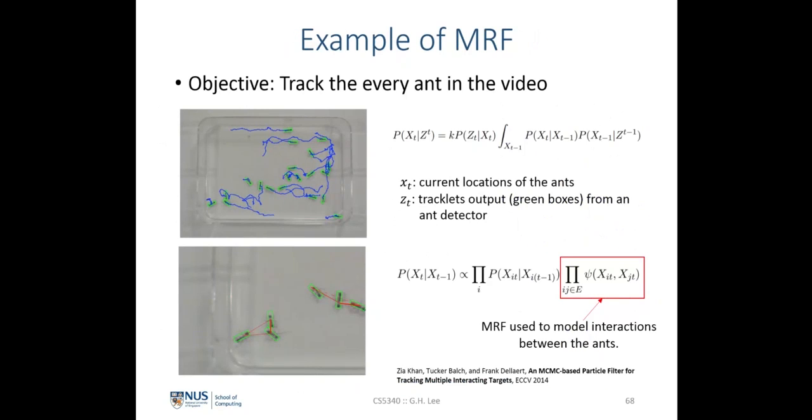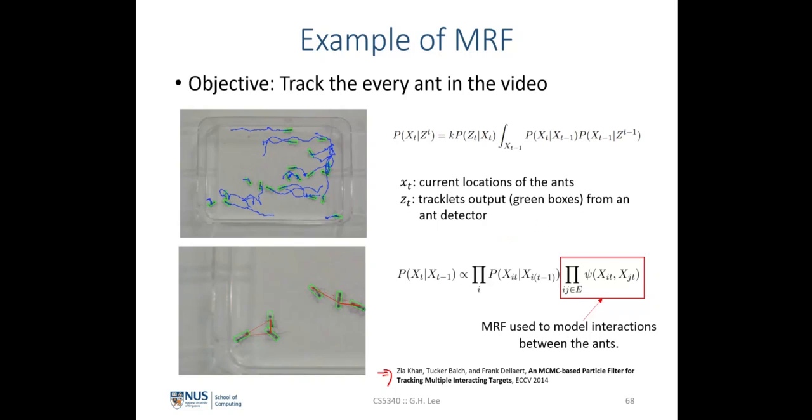Here's an example of the use of a Markov random field where we have a video of ants moving in the scene, and we want to track every ant in the scene. I'm not going into the detail. If you are interested, you should read this particular paper here. But probably at this point in time, you are not able to understand the inference of this because it's going to make use of what we call MCMC sampling to do tracking. The objective here is that for every ant that moves in this video, we want to track that particular ant, and there is a certain interaction.